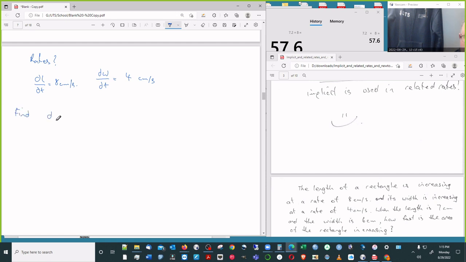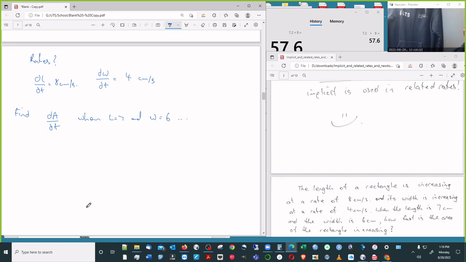So see how what we're doing is we're writing the question, because that's what you've got to do with these. So it wants the area, it wants dA dt when L is equal to 7 and W is equal to 6. Okay, so that's the mathematical information that we have.